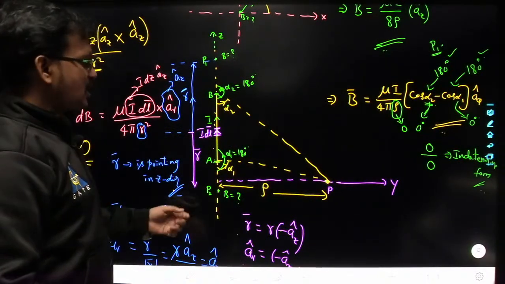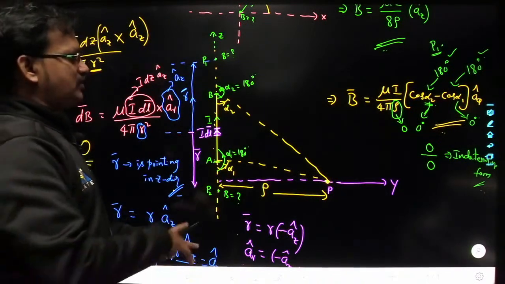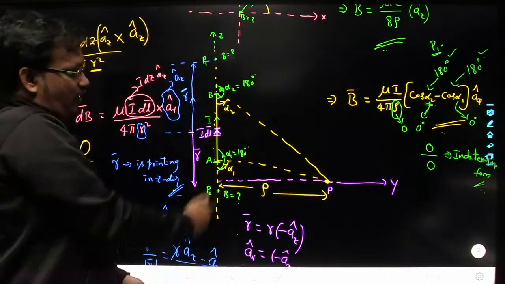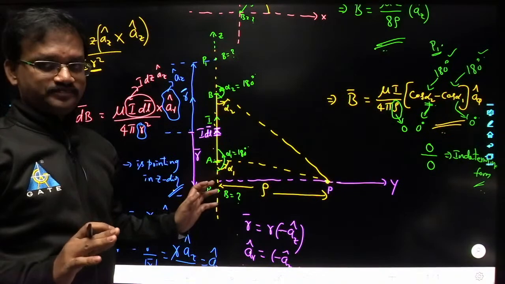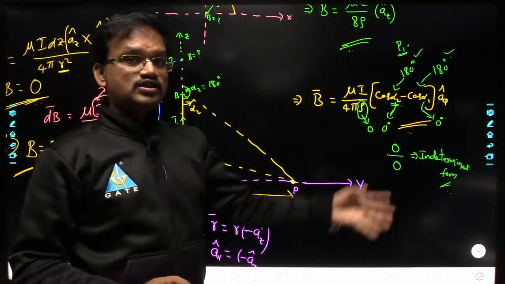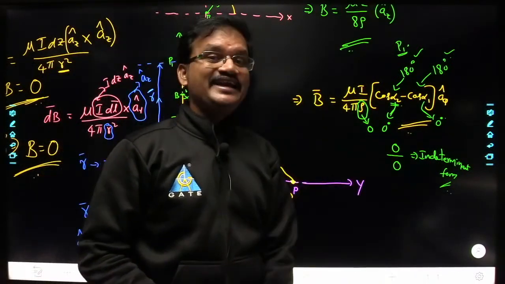So along this line, wherever you consider the point, whether above this line or below this line, at any point the B field will become equal to 0. But if we follow this formula, then you are going to get 0 by 0, which is indeterminate form.